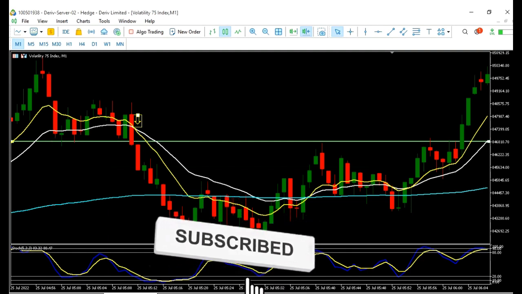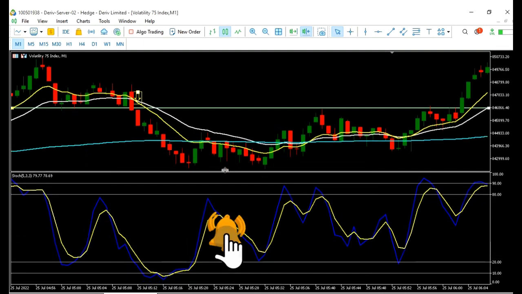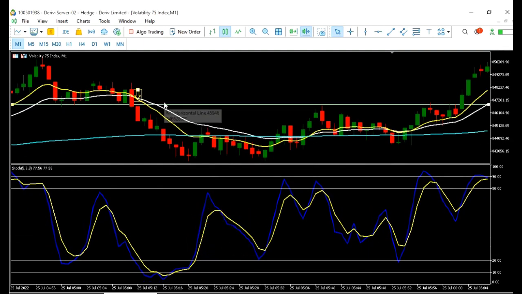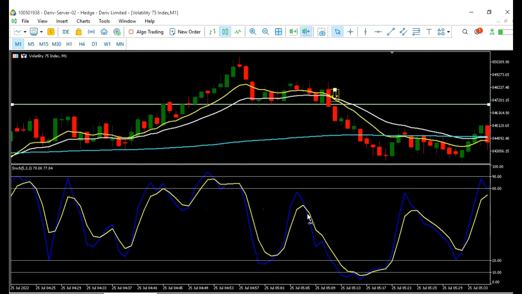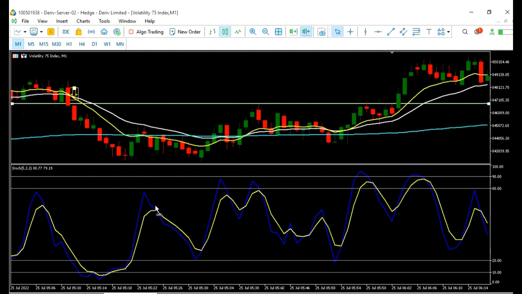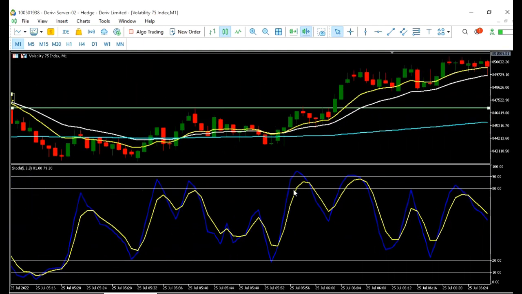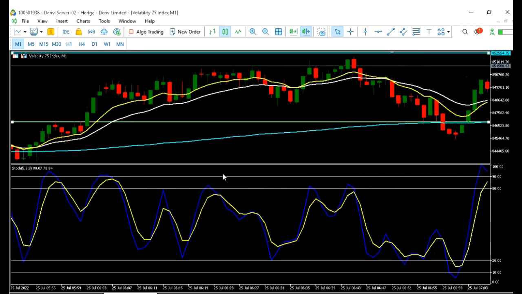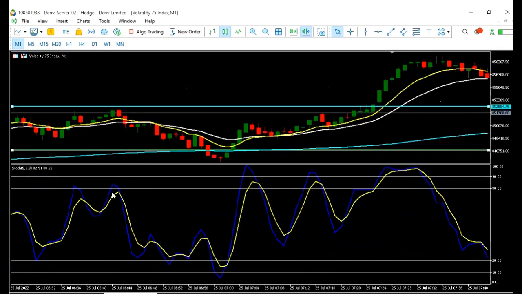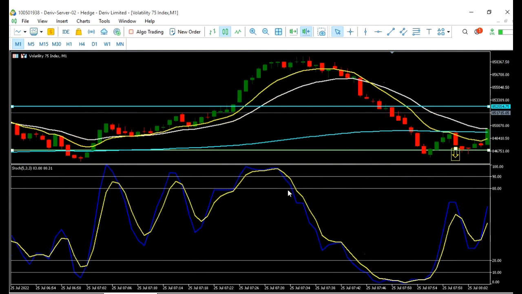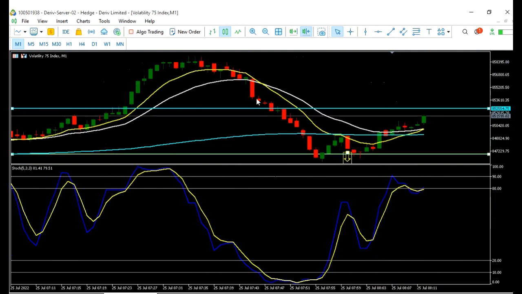So for more and clearer confirmation, look at what I'm showing you here now. For more and clearer confirmation, you have to wait. But sometimes the stochastic oscillator can deceive, because sometimes it responds to the higher time frame more easily than the lower time frame. Just see what happened here now.